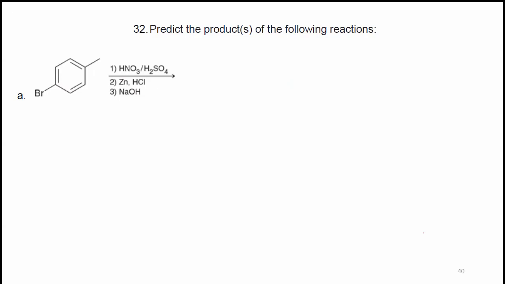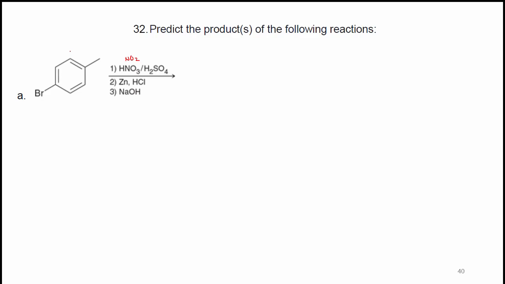Okay, so this one is a multi-step reaction. So first we're going to look at this para-bromotoluene. We're going to add HNO3, H2SO4. So this should hopefully indicate to you that we're going to add an NO2 group, but now we have to decide where it's going to go.